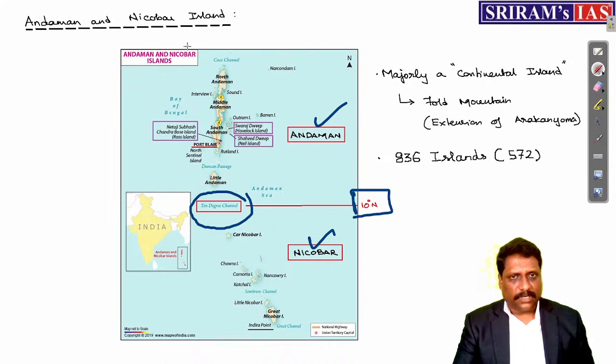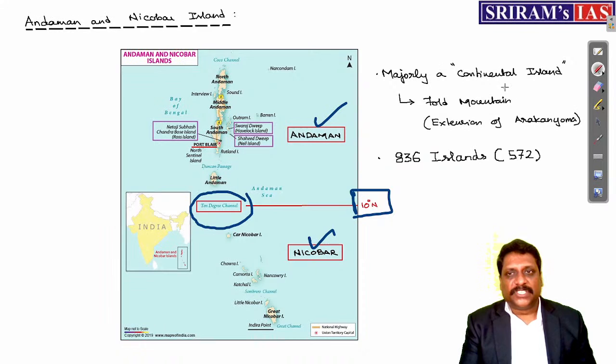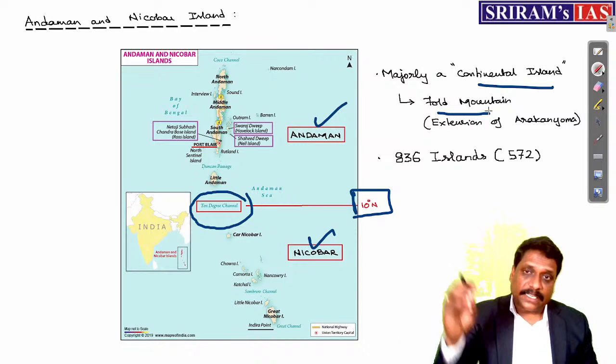And northern group, my difference, all types of islands are there. Andaman, you take it, say for example, Andaman itself is what? Majorly a continental island. Right? It is nothing but what? A fold mountain. It is the indirect extension of Himalayas and the direct extension of what?